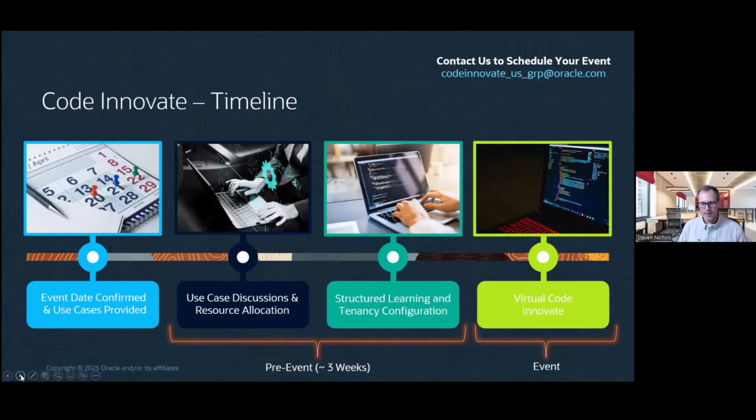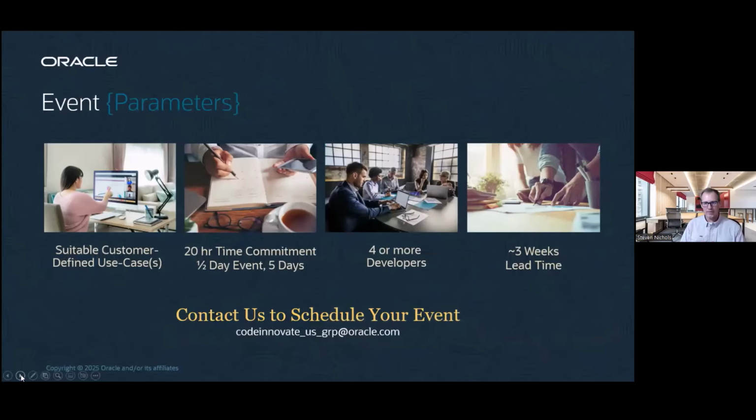And then lastly, we do have some minimum requirements that we ask when we schedule a Code Innovate with a customer. Again, use cases: we ask that you provide the use cases. We ask for a 20-hour commitment in the form of 4 hours a day for 5 days straight within a singular week. We ask for four or more developers so that we have a team. It could be more than four, but we ask for a minimum of four. And then there is a lead time, as I said. That lead time helps us make sure we have the right resources and everything is in place for the event itself.